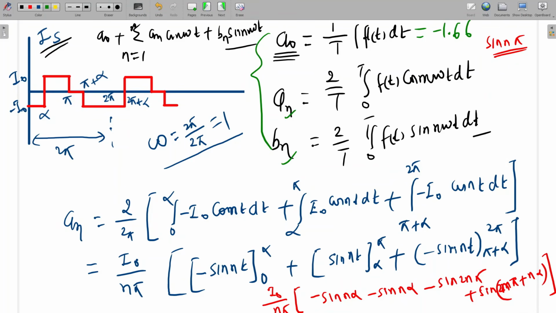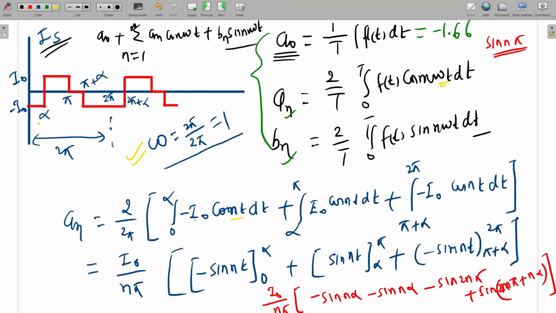Here the time period is 0 to 2 pi. I am calculating the An. So An will be 2 upon 2 pi. First is 0 to alpha, where it will be minus I naught cos nt. The omega value we are calculating here: omega is equal to 2 pi upon T, and the time period is 2 pi, so the omega value will be 1. Okay, so n omega t will be nt here. Directly the omega value will be 1, so it will be nt.